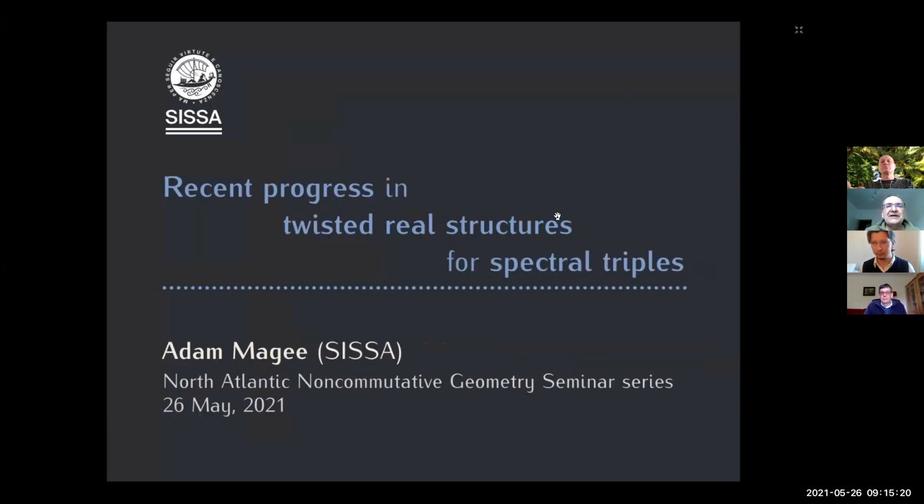It is my great pleasure to introduce Adam Magee, who will tell us about really fresh stuff, recent progress in twisted real structures for spectral triples.